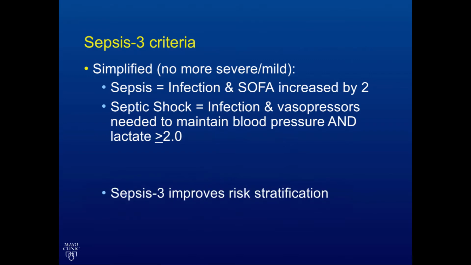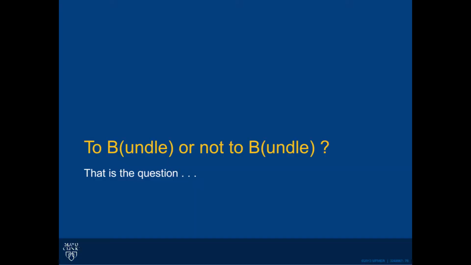So again, it does improve risk stratification, which is important. We need to know what level of care and how aggressive we should be, but it compromises recognition to some degree. So that's sort of the history and the story of how we got where we are and why this is a bit of a quagmire in 2017 on how to identify and recognize sepsis.